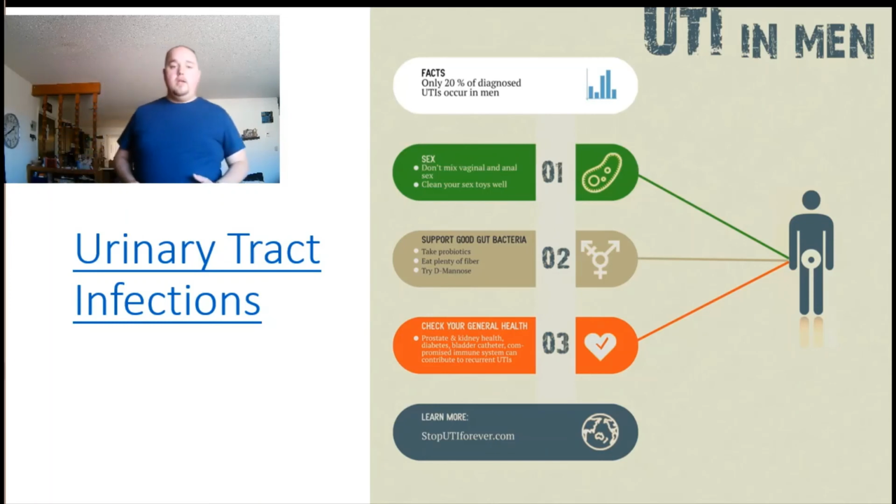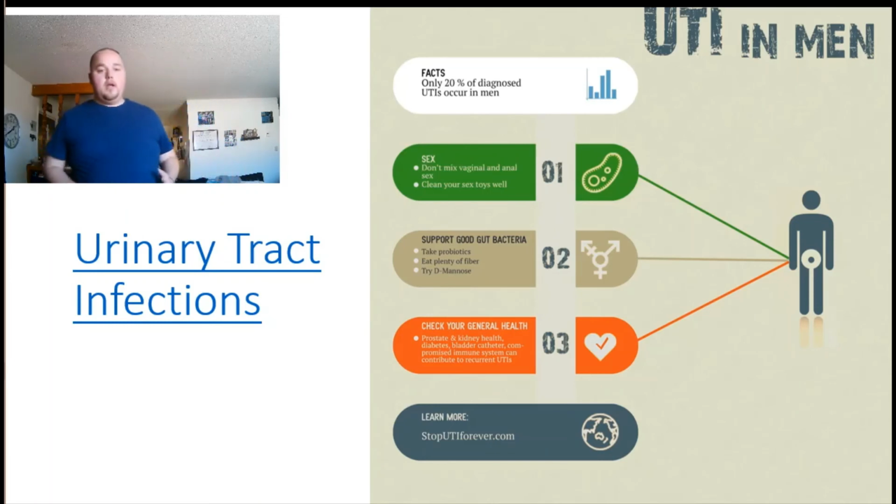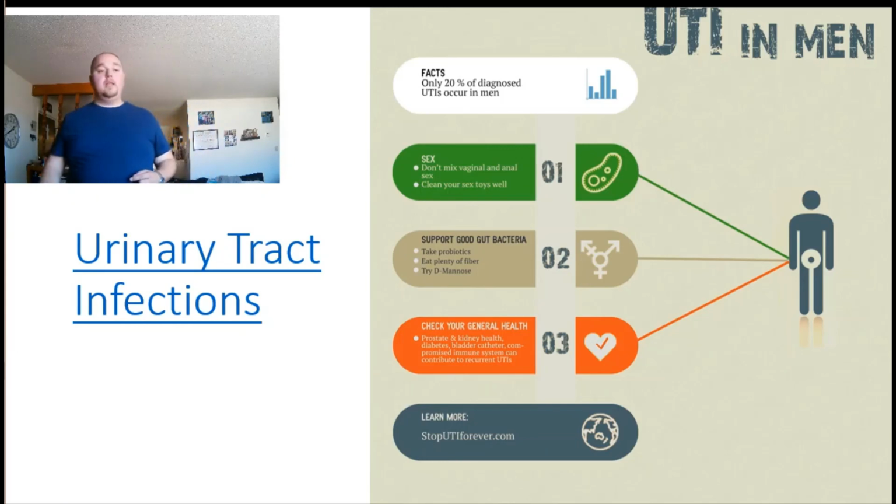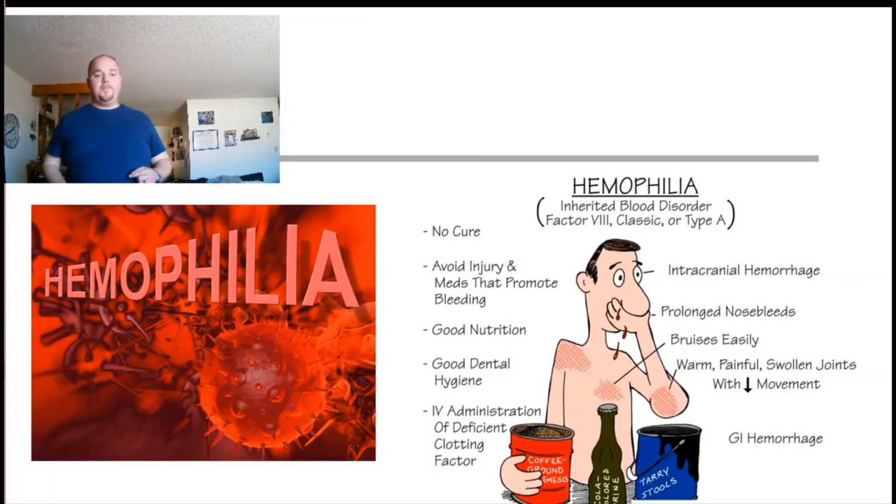UTIs in men come from sex, which is one of the biggest indications of someone having a urinary tract infection in men, and only 20% of diagnosed UTIs occur in men, but it can happen. And identifying the fever and thinking that differential diagnosis can be key in helping these individuals with their pain and getting them the proper care that they need.